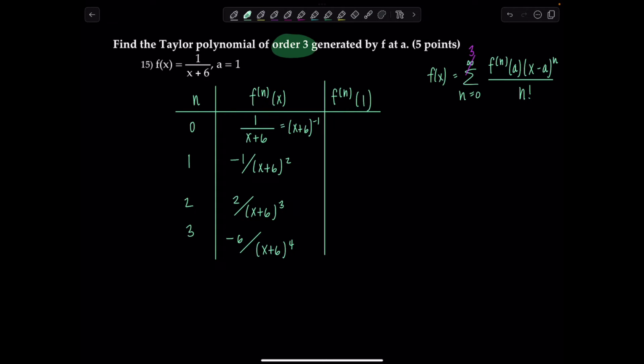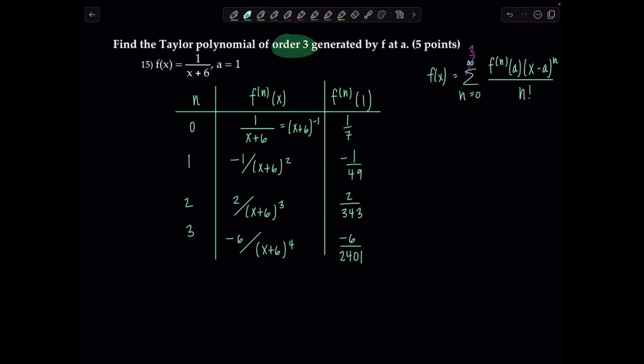Okay, and then I'm going to substitute in 1 for all my x's. So this will be 1/7, negative 1 over 49, positive 2 over 343, and negative 6 over 7 to the fourth. I don't give my students a calculator, so they could leave it 7 to the fourth, but if you have one, 2,401. Okay?